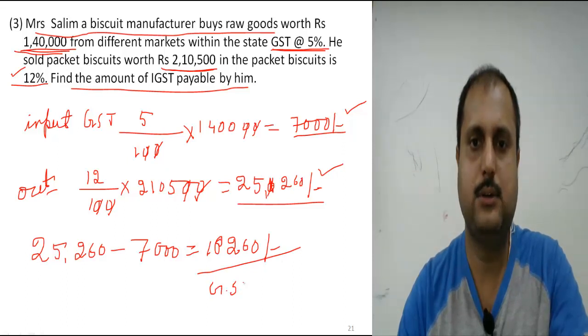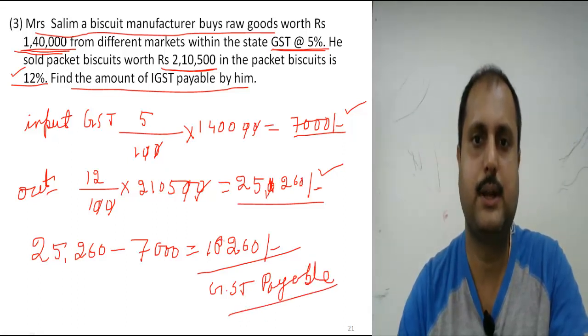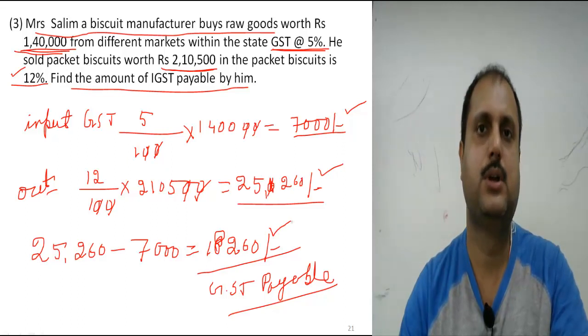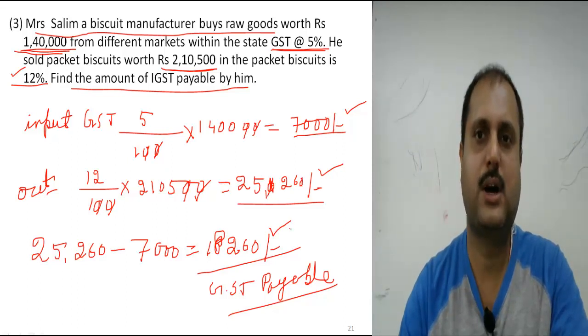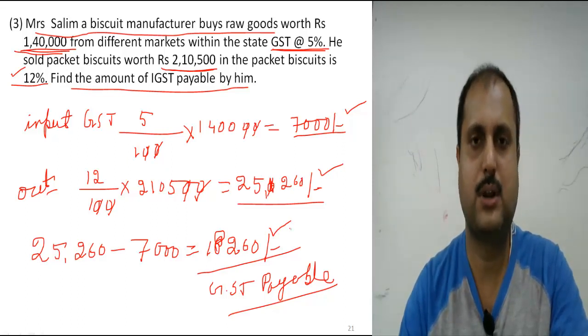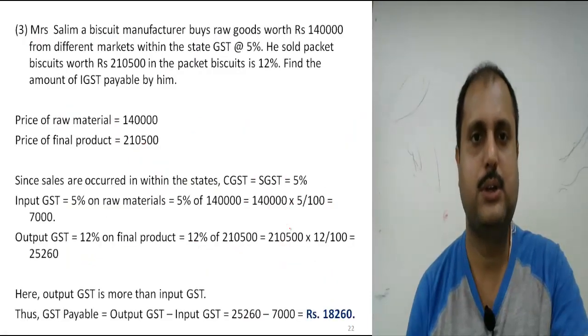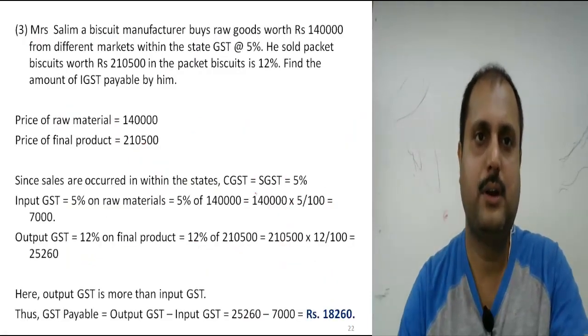So the total amount GST payable, this would be the answer: 18,260 GST payable. So this would be the answer of this question. I hope that you have understood the question and answer both. So if you write it in your copy in this manner, this is the fresh detailed explanation of this question.